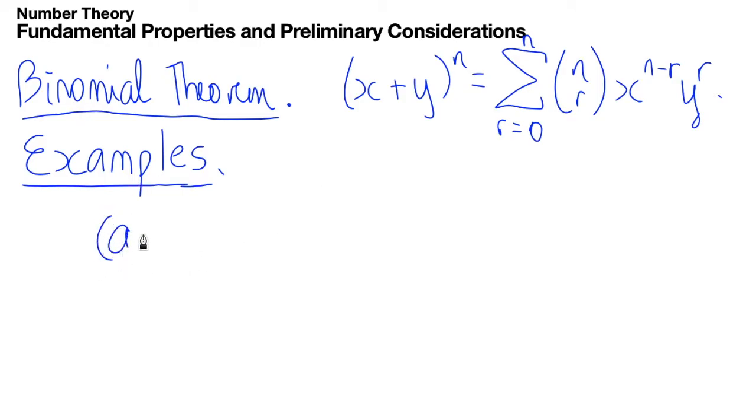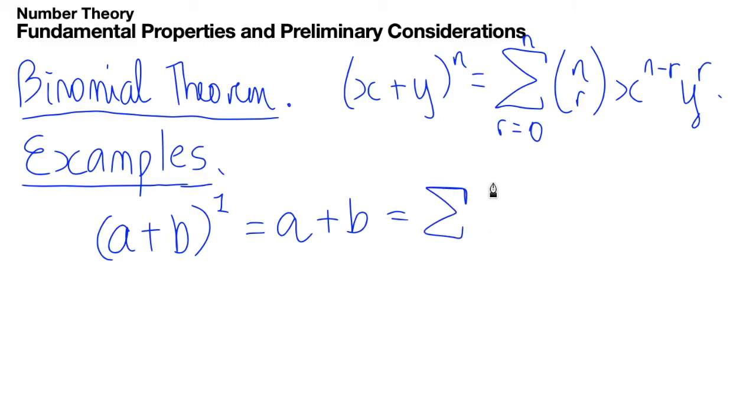So we have a plus b, or x plus y. Say we raise it to n, so our n is equal to 1. Notice if it is raised to 1, our answer will be a plus b, simply as it is. So if we're going to use this formula, what we have is the sum of n choose r.